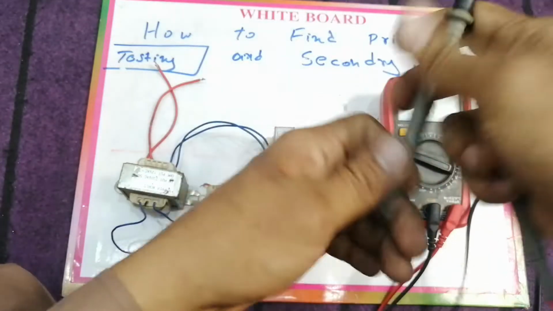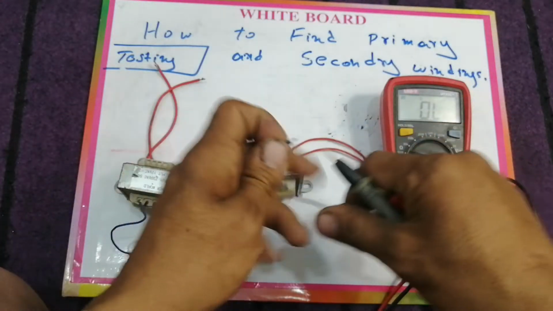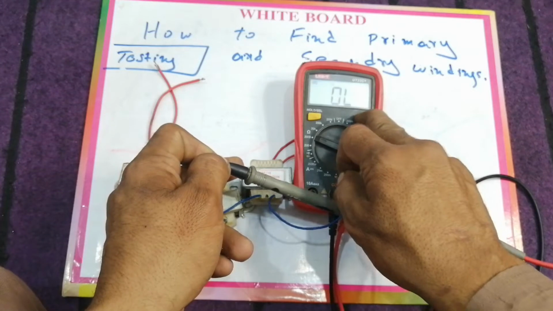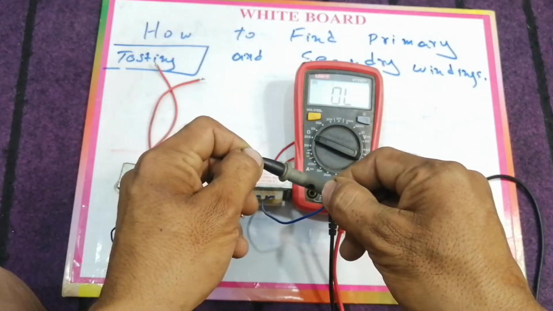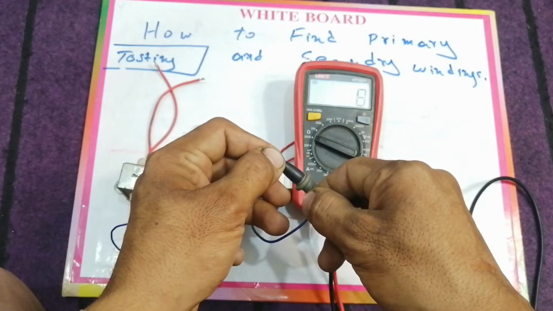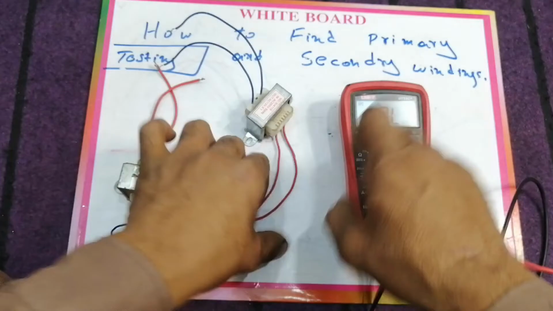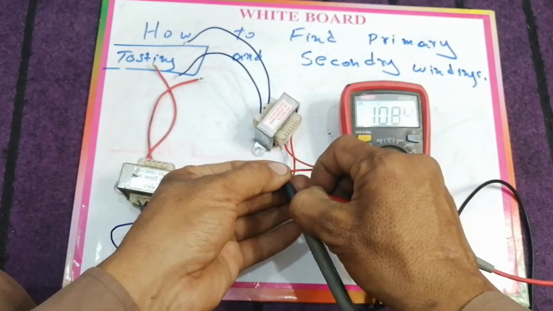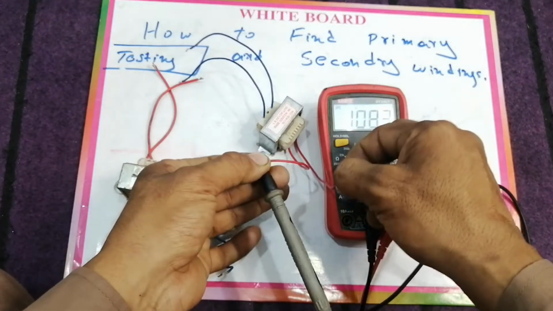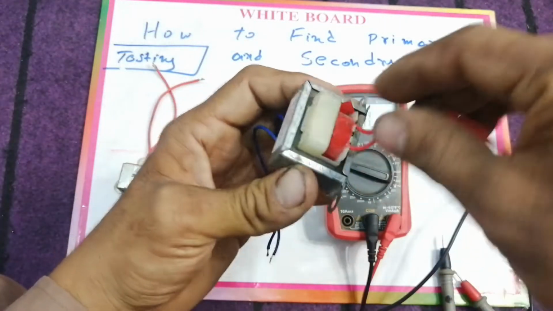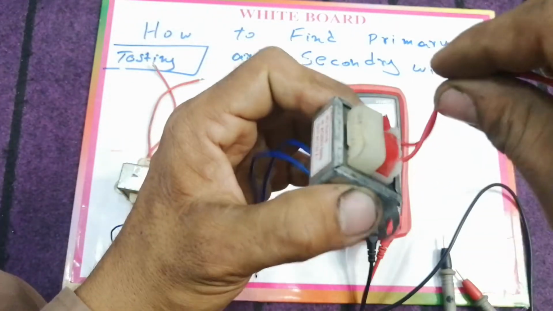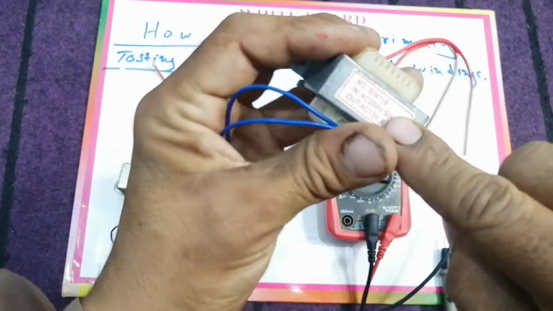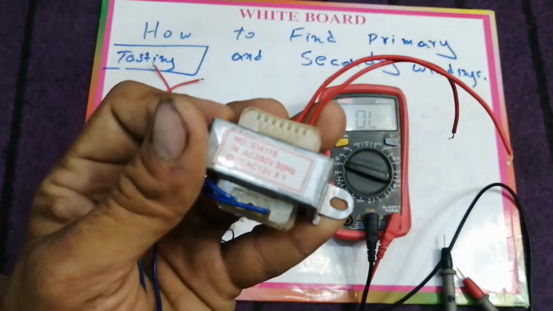So if I connect the testing probes, it shows me 8 ohms, and if I check these red color wires, it shows me 1083 ohms. It means that the resistance is high on this side, and this is the primary winding and this is the secondary winding, because the primary winding is designed for 250 VAC volts and the secondary winding is designed for 13 volts.